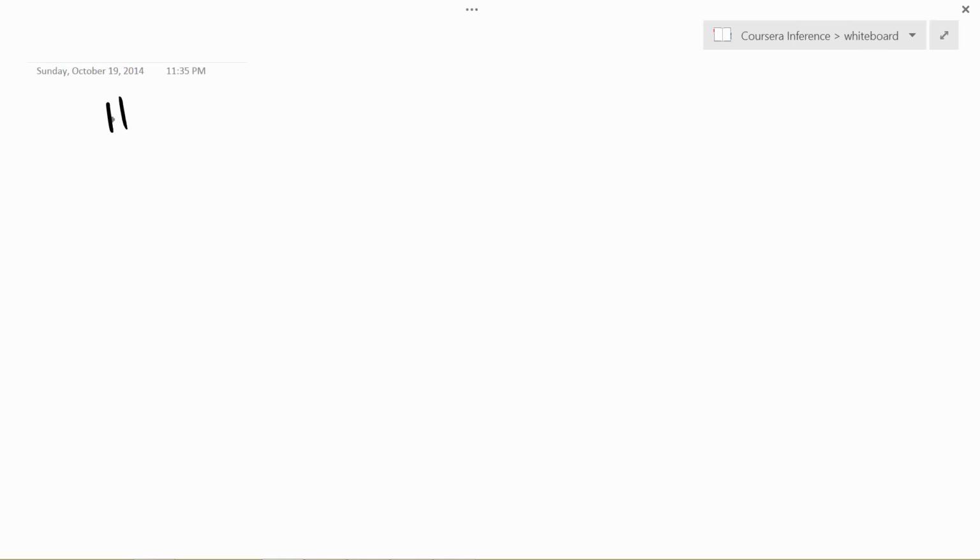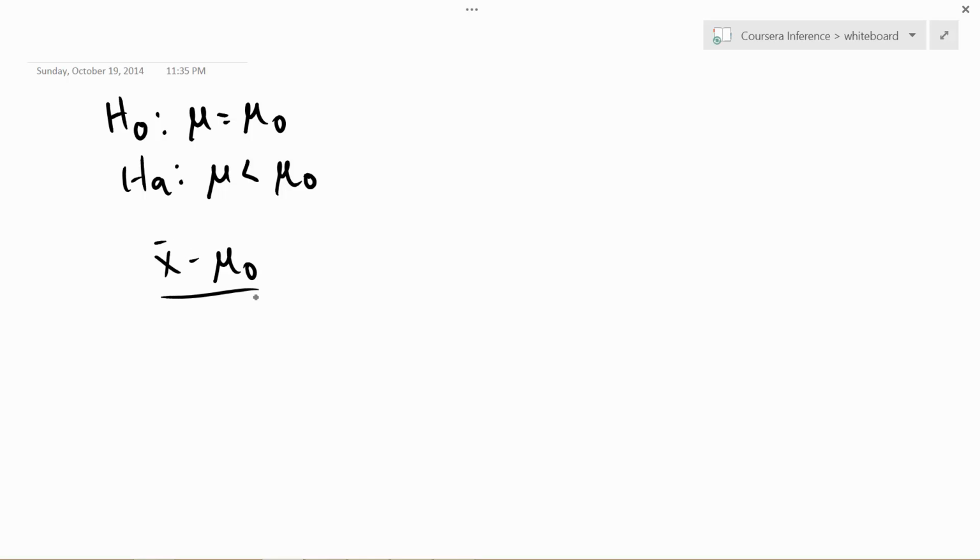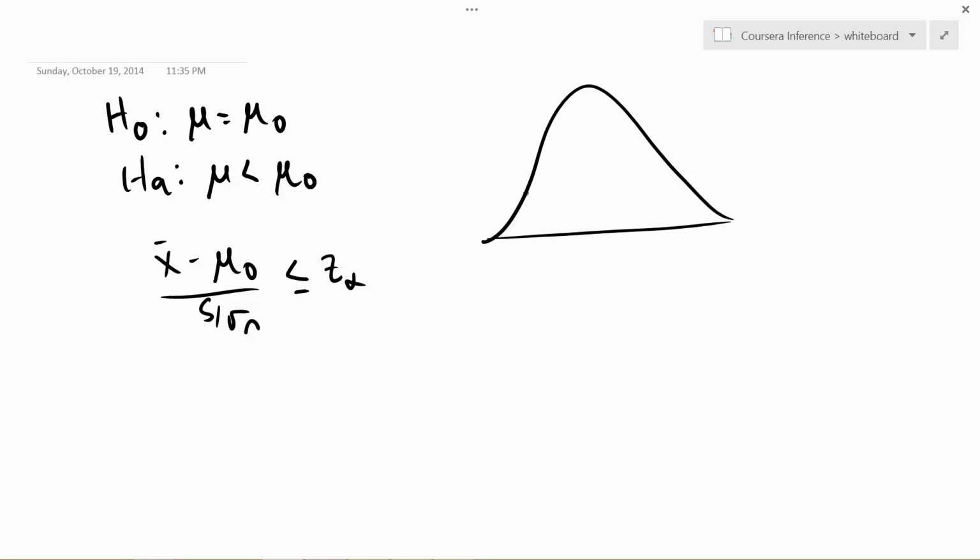So let's just remember, we want to test H naught: mu equal to mu naught versus H a: mu less than mu naught. And we're going to reject if (x bar minus mu naught) over (s over square root n) is less than or equal to z sub alpha, where z sub alpha is the alpha quantile of the standard normal distribution, because the problem told us we're doing a z-test. So we want 5% or below there. So z sub alpha works out to be negative 1.645. Remember, it's negative because 0 is here, and positive 1.645 is that point up there, so that 5% lies above it.